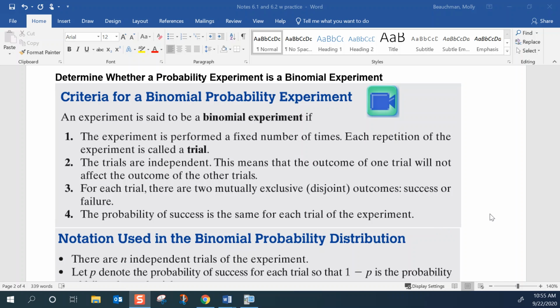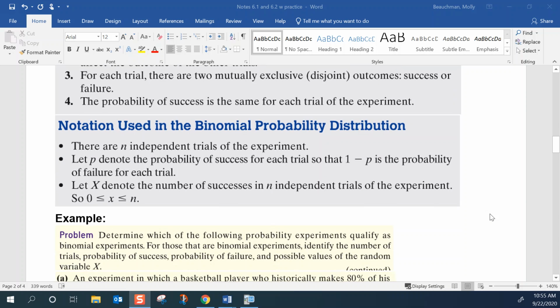So the notation used in a binomial probability distribution: n is the number of independent trials, p is the probability of success for each trial, 1 minus p is the probability of failure for each trial, and then capital X denotes the number of successes in n independent trials of the experiment. So X has to be between 0 and n.